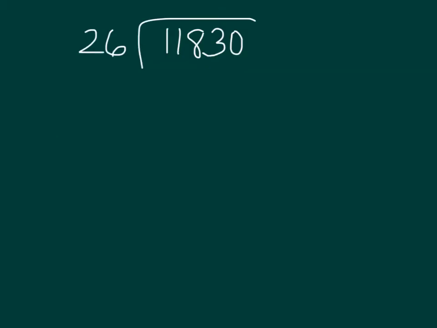Number 6, I just rewrote already because I needed the space. I moved the decimal point over and added the 0. 26 doesn't go into 1, and it doesn't go into 11. I'm going to round 26 to 30. 3 goes into 11 3 times. 3 times 6 is 18. I get 78. I subtract.